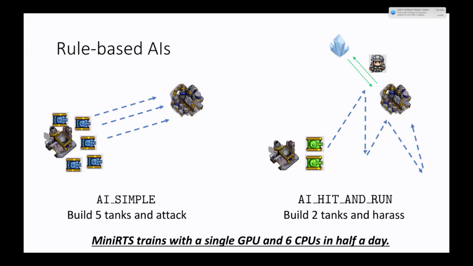We train our bot against 2 rule-based AIs. The first is called AI Simple, which will simply build 5 tanks and attack the opponent's base. The second is called Hit and Run, which will build 2 red tanks and try to harass the opponents from time to time. Note that, to be fair, both the rule-based AIs use the same 9 strategic actions as the trained AI.